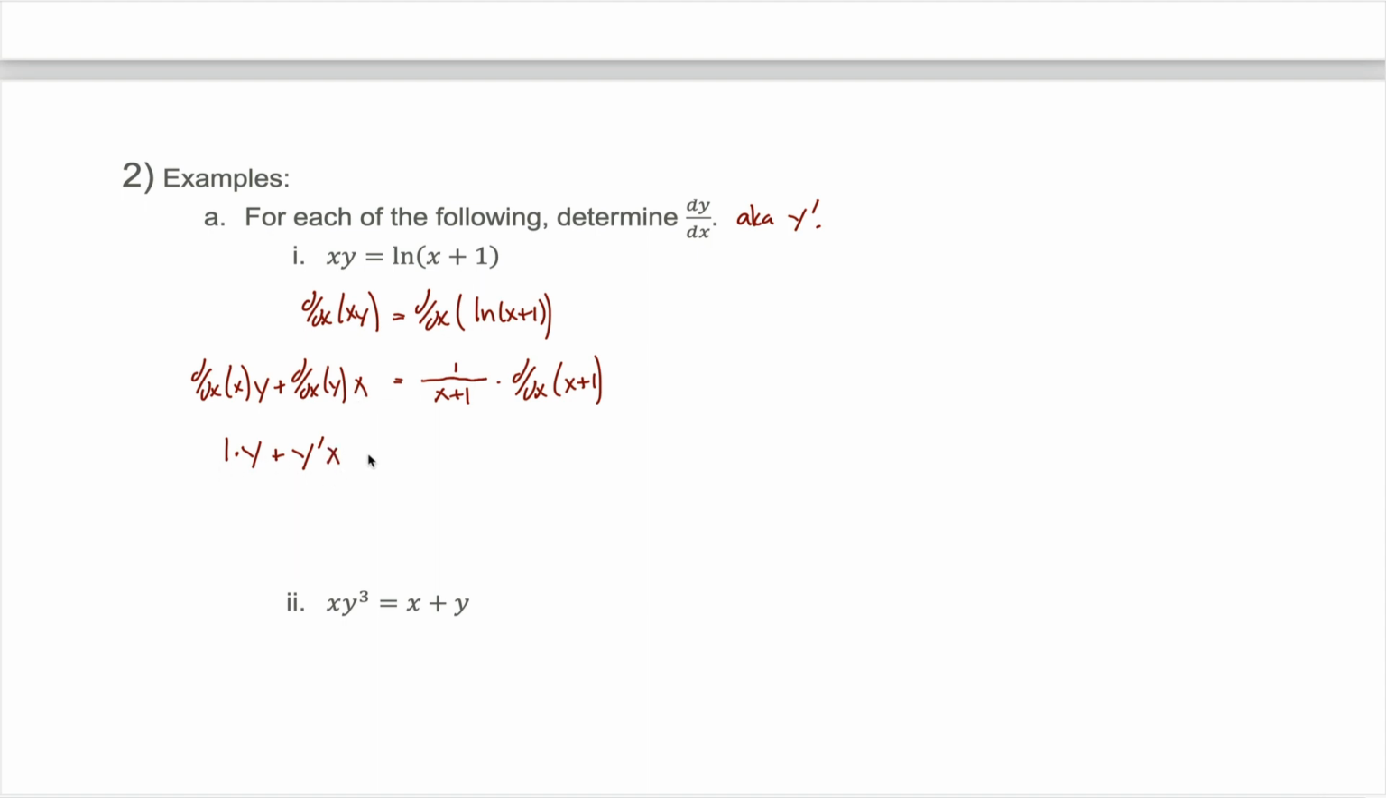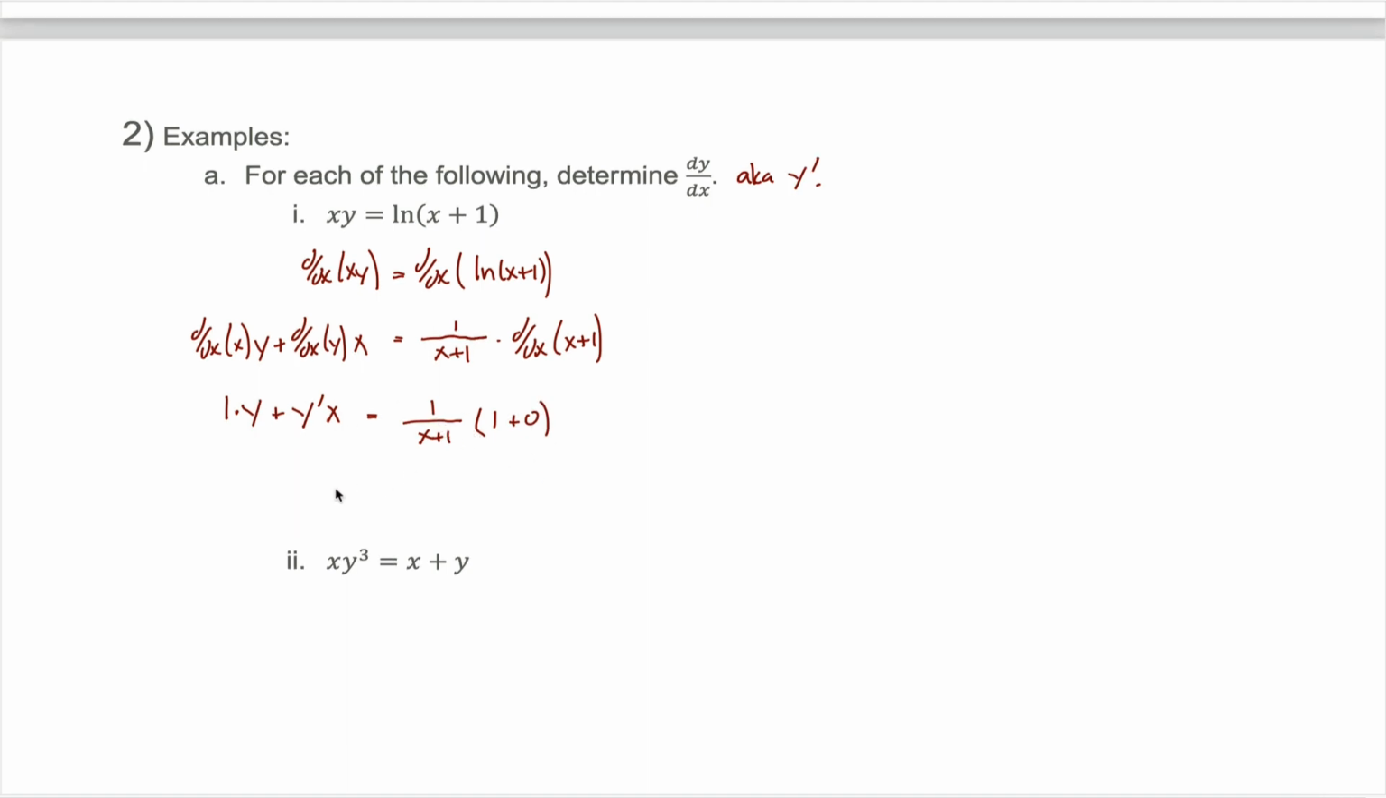No more d over dx symbols. On the right side, I got 1 over x plus 1 times the derivative of x plus 1. But the thing about the derivative of x plus 1 is it's pretty easy, right? We take the derivative of x, which is just 1, and we add to that derivative of 1, which is 0. At this stage, I'm completely done with derivatives. I guess I can clean things up a little bit. I have all these extra 1s and 0s that I wrote kind of unnecessarily. I got y plus y prime x is equal to 1 over x plus 1.